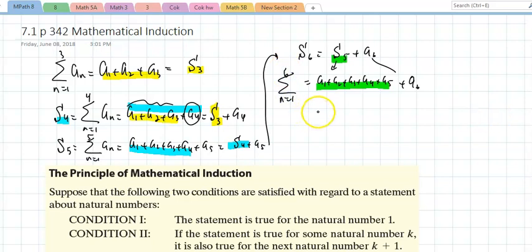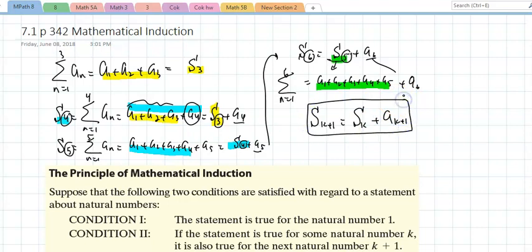So in general, if I want to find S sub k plus 1, wouldn't you say that is the sum of the first k terms? If you want to find S sub 4, take S sub 3, one before, and add the fourth term. If you want S sub 5, take the sum of the first four and add the fifth term. If you want S sub 6, take the sum of the first 5 and add the sixth term. S sub k plus 1 will be S sub k plus a sub k plus 1. Wouldn't that be the golden trick? That always works.